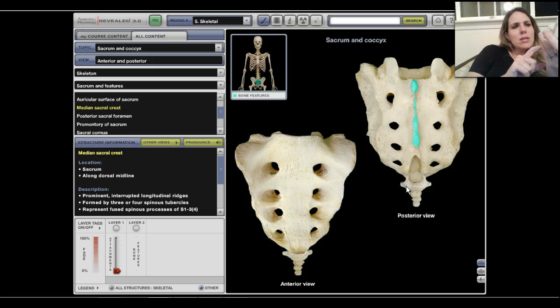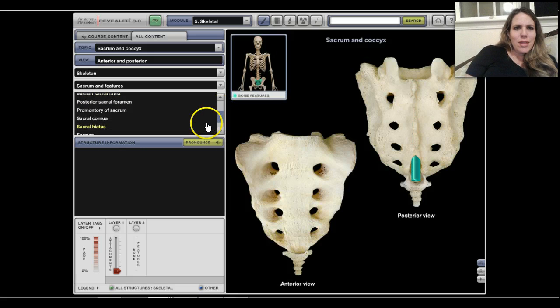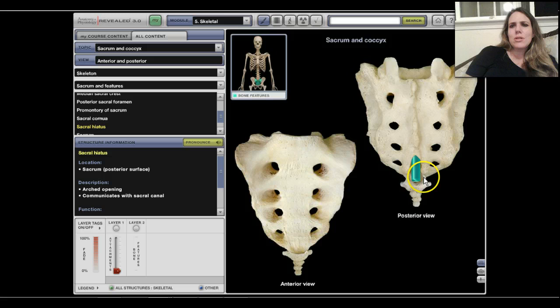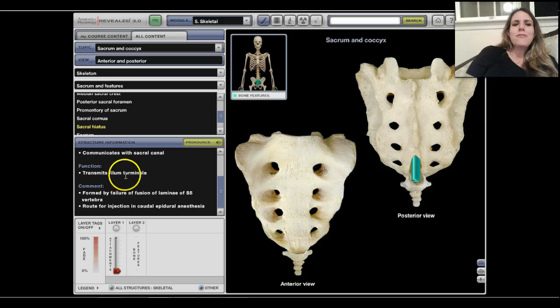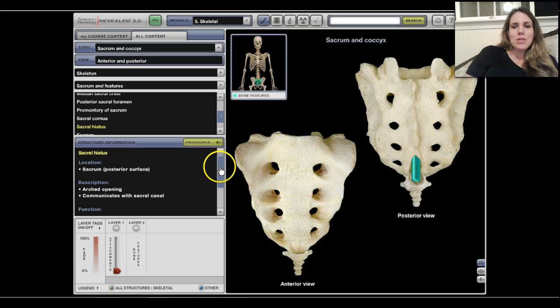But something else interesting here, and unfortunately my cast doesn't really have it, but this real bone does. Look at this little thing here. Isn't that cool? They stuck a peg in there for you so you can see it's hollow. That is called your sacral hiatus. Hiatus means stop, right? If you put a hiatus to something, you're putting a stop to it, because that is the end of your spinal cord in there. So it says transmits the filum terminale. The filum terminale is the end of your spinal cord. Okay, so that is the end of your sacrum right there.